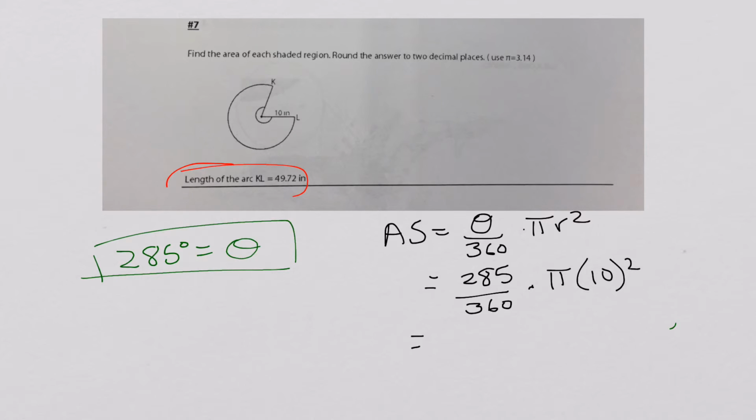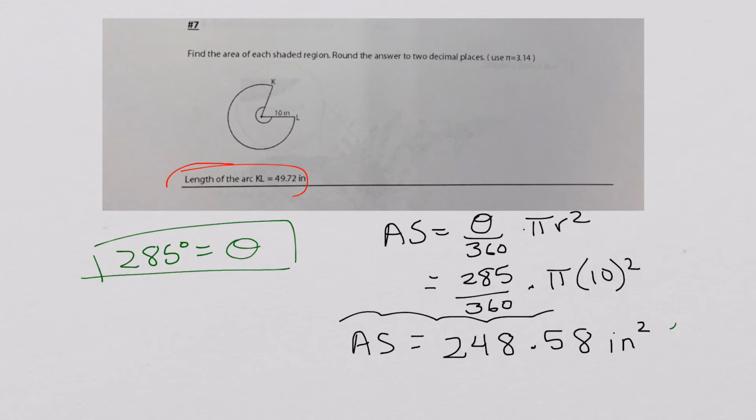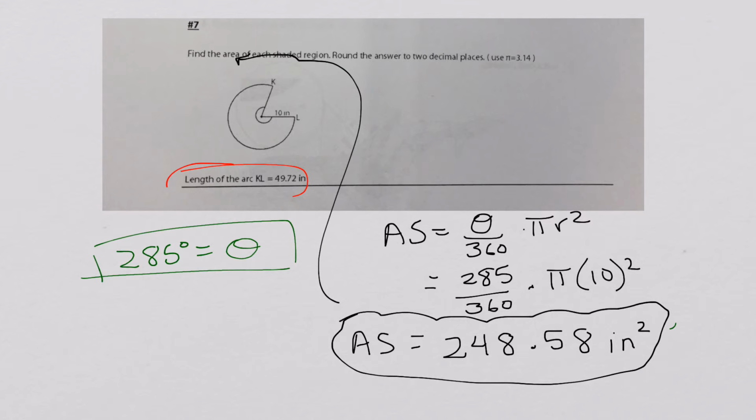285 divided by 360 multiplied by pi times 10 squared, which is 100, gives us approximately 248.58 inches squared, because we're talking about area here. So our arc sector is 248.58 inches squared, and this is the answer to the area of each shaded region. Okay, so that is how you would solve this problem.